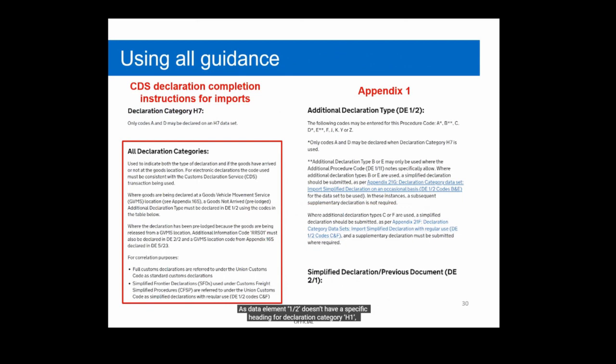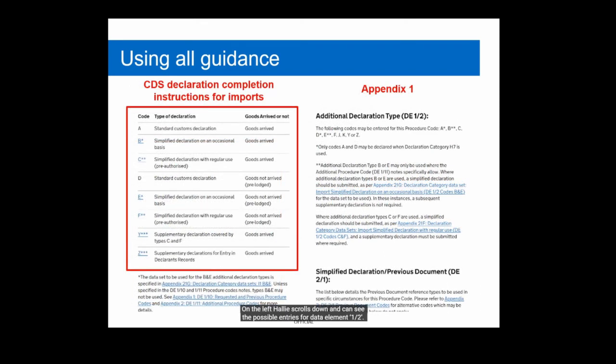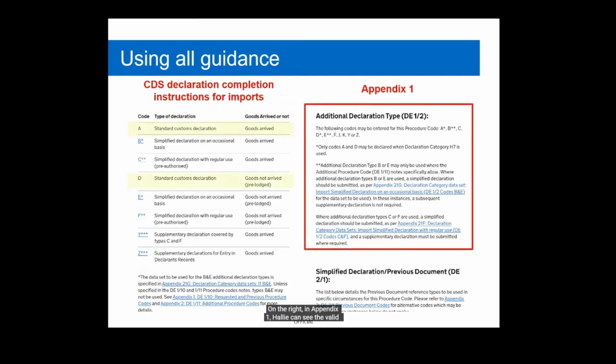As data element 1.2 doesn't have a specific heading for declaration category H1, Hallie follows the guidance under the heading All Declaration Categories, whilst still remembering that Appendix 1 and 2 take precedence. On the left, Hallie scrolls down and can see the possible entries for data element 1.2. On the right, in Appendix 1, Hallie can see the valid additional declaration types possible when using Procedure Code 4000.